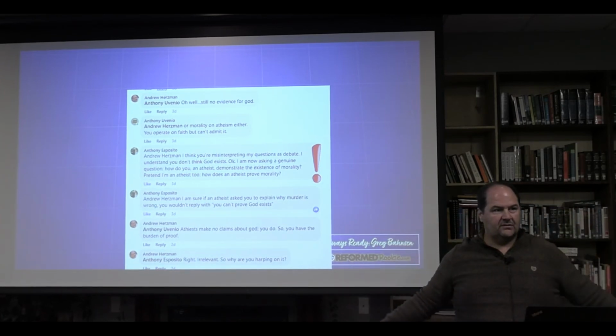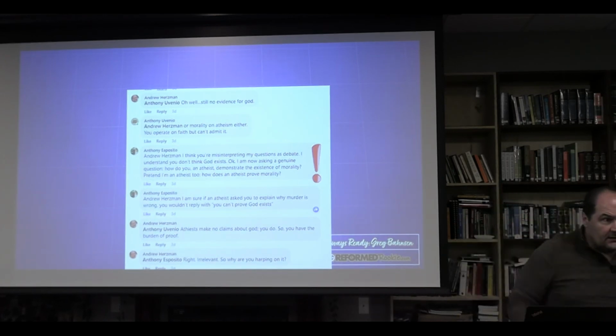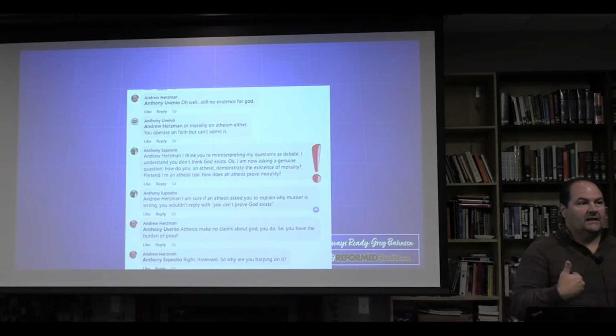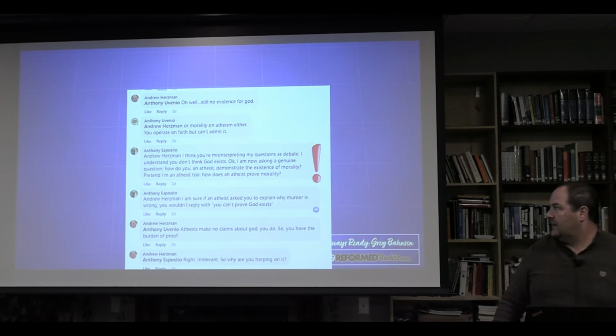So now the God picture's out of the question. He's standing completely 100% in the atheist worldview. God doesn't exist. I live in this atheistic worldview. It's completely material, no immaterial realm. How do I now prove objective morality exists?